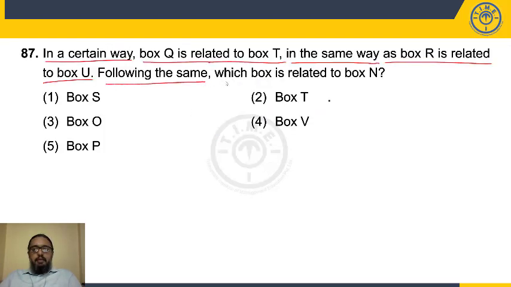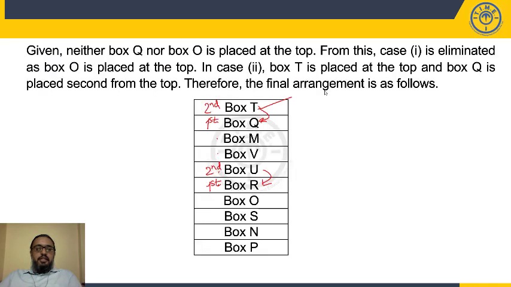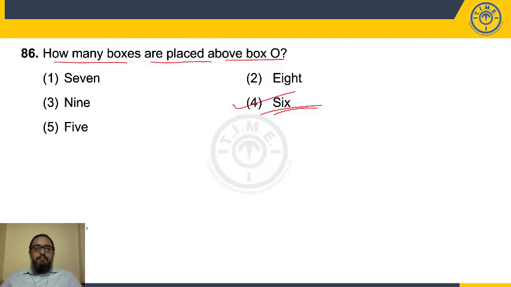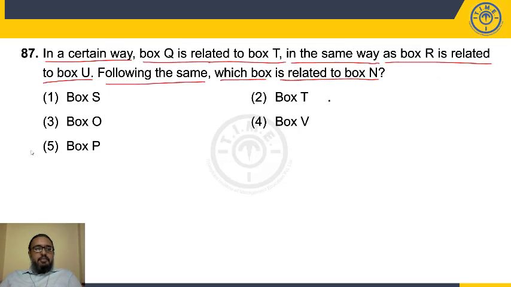Now following the same, which box is related to N? So N should be in the second position. Okay, which box is related to N? So N is in the second position. So first position should be P, because P is immediately below N. The relation is immediately below. Yes or no? Yeah. So my answer is box P. And it is fifth option.